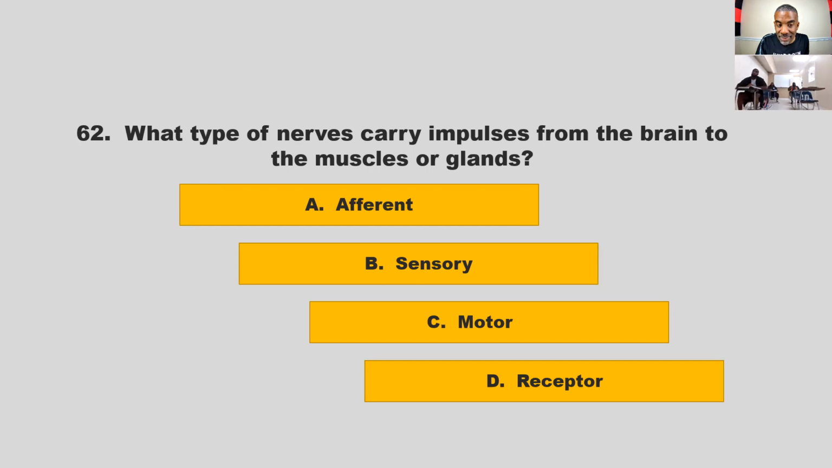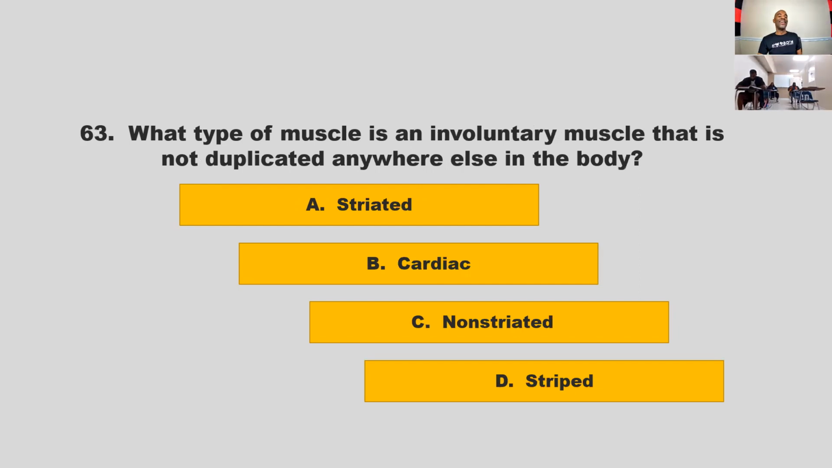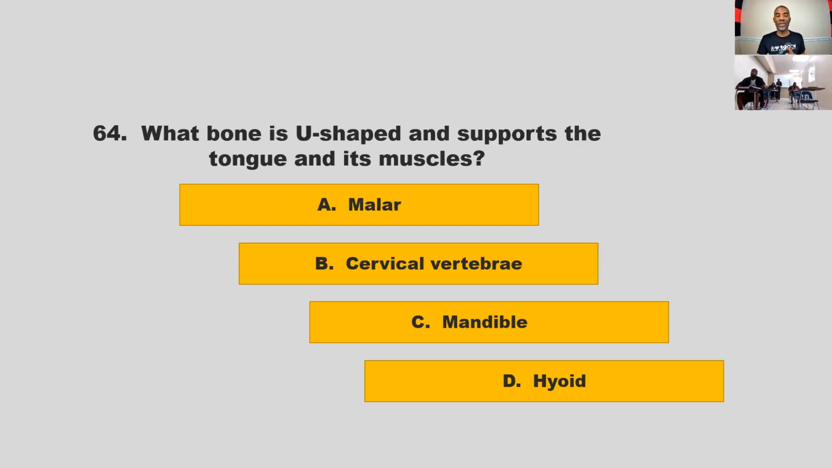Motor. That is correct. It is motor. What type of muscle is an involuntary muscle that is not duplicated anywhere else in the body? Cardiac. That is correct. It is cardiac. We're down to our last three. What bone is U-shaped and supports the tongue and its muscles?